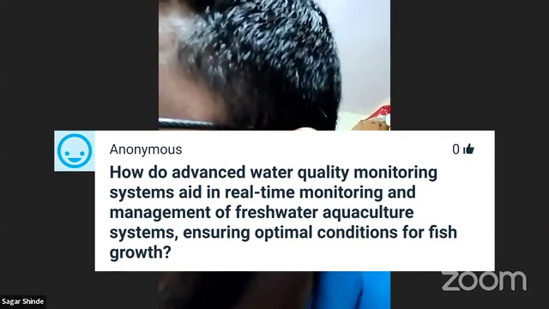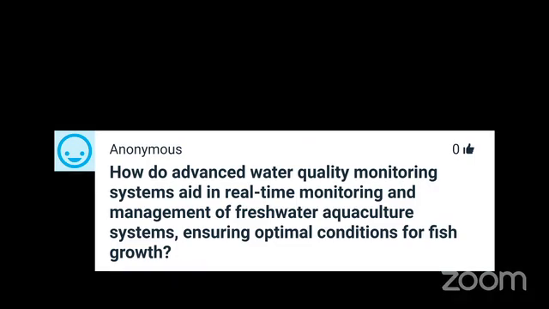How do advanced water quality monitoring systems aid in real-time monitoring and management of freshwater aquaculture systems, ensuring optimal conditions for fish growth?